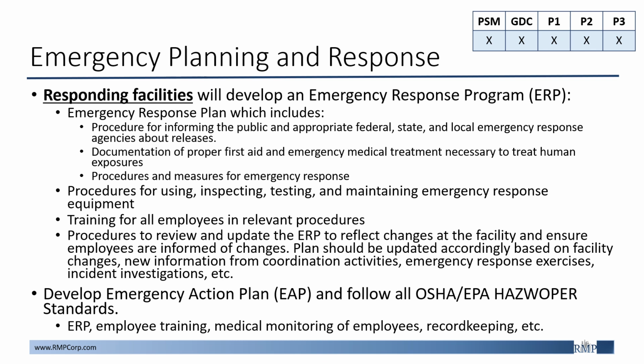Plans should be updated accordingly based on facility changes, new information from coordination activities, emergency response exercises, incident investigations, etc. And in addition to the emergency response plan and all of the previously mentioned items, they also need to develop an emergency action plan, just like the non-responding facilities, and follow all OSHA and EPA HAZWOPER standards. As you can see from the ERP, this includes employee training, medical monitoring of employees, record keeping, etc.